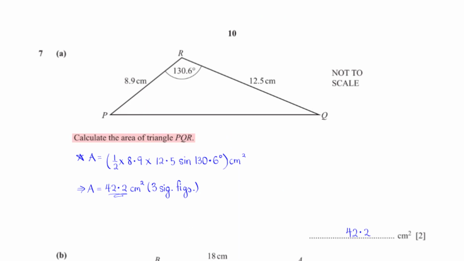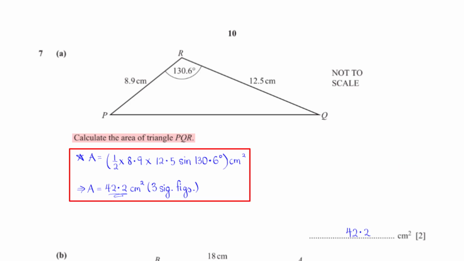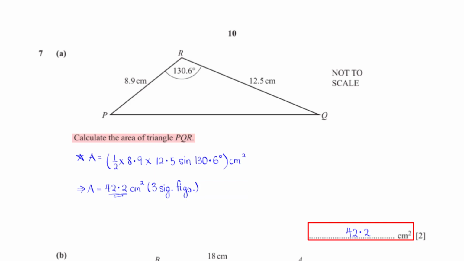Calculate the area of triangle PQR on the diagram. We've been given the lengths of two sides of the triangle and the angle between the two sides. So we are going to use this formula to get the area of the triangle. When we plug in the values of the sides and the angle into the formula, this is what we have. When we type this into the calculator, we get 42.2 centimeters squared rounded to 3 significant figures.